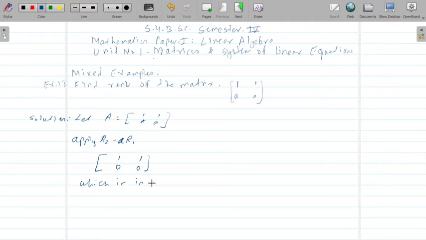So the matrix is in echelon form, and therefore the rank of the matrix is the number of non-zero rows. Only 2 rows are there, out of them one is non-zero and one is 0. So we count only non-zero rows. So the rank of matrix A is 1, or you can denote this by ρ(A) = 1. So this is a quite simple example of how to find the rank of a given matrix. Let us see another example.